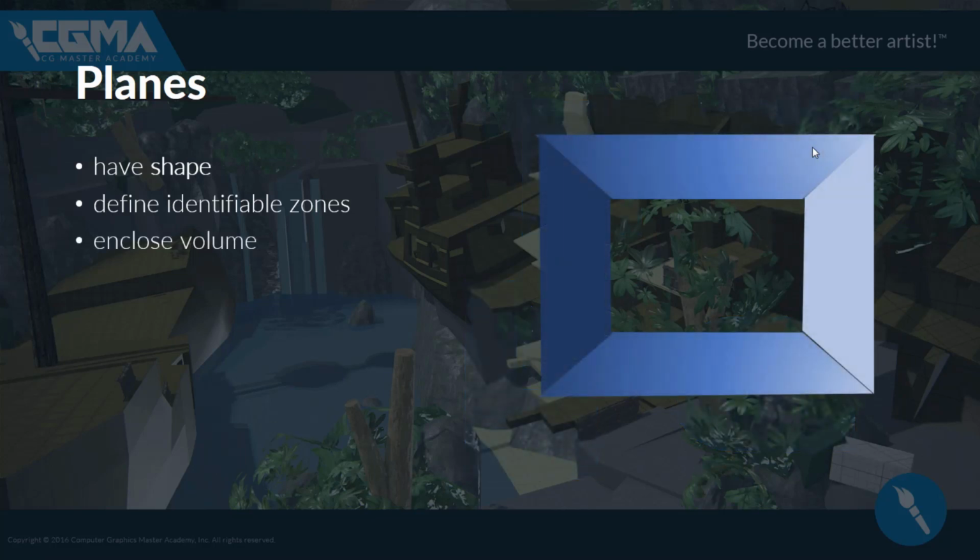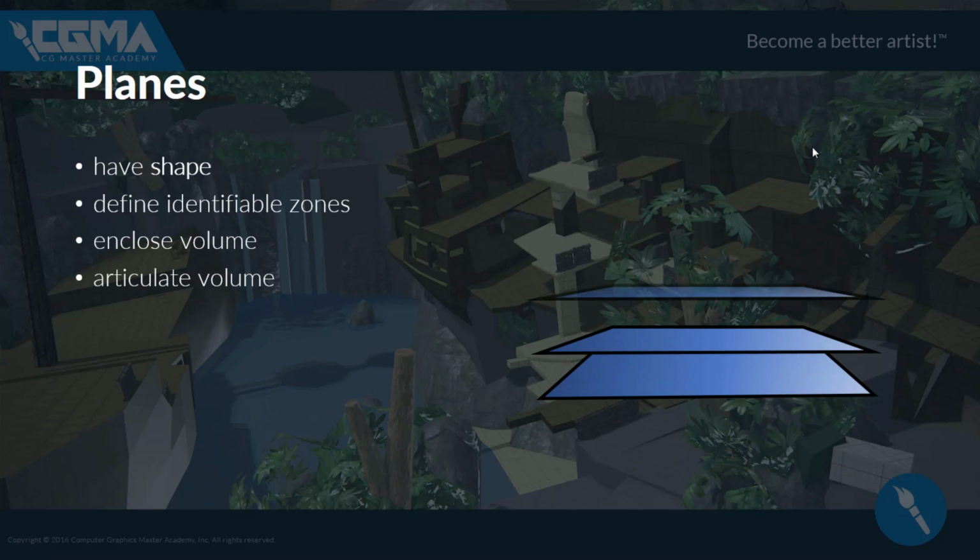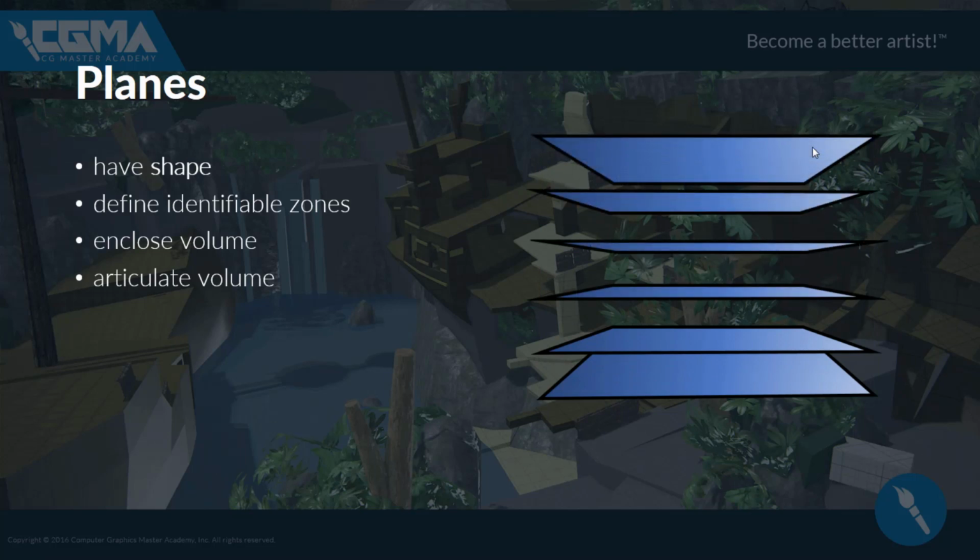Planes can also be used in 3D space to enclose volume. So as you can see here, we have some walls and a ceiling and a floor that define a space between them. Planes can also be used to articulate volume. As you can see in this case, a repeated use of these planes creates a sense of the overall volume between them that is a lot stronger than simply a ceiling plane or overhead plane and a ground plane.